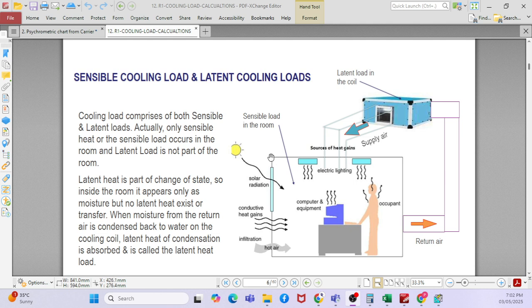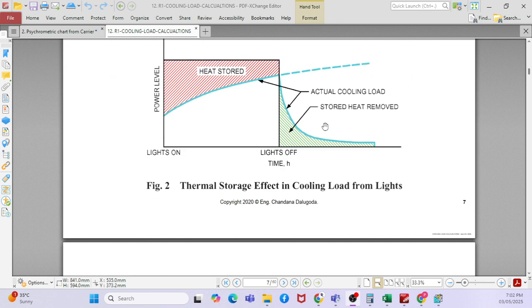So the sensible load is in the room and the latent load is in the coil, right? Because latent load in the coil means the coil is full of moisture. The moisture will condensate. Condensate.